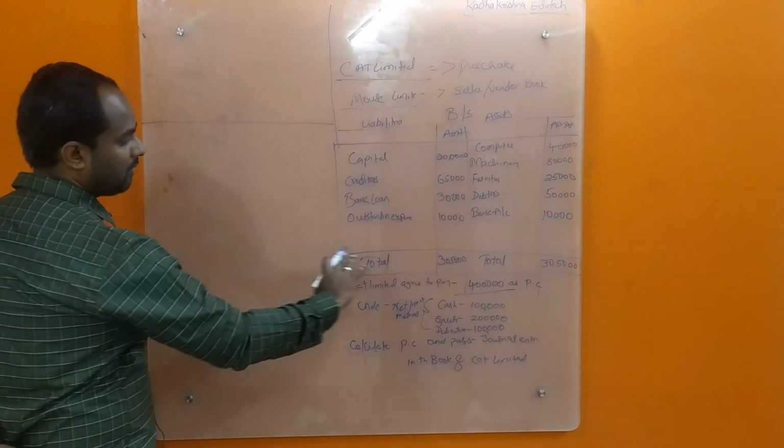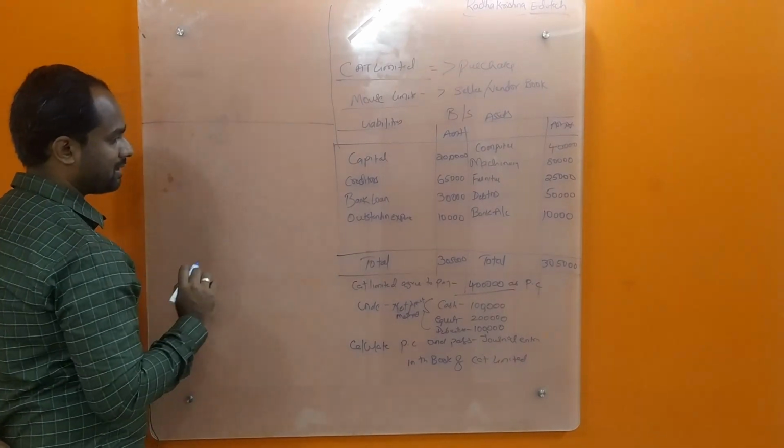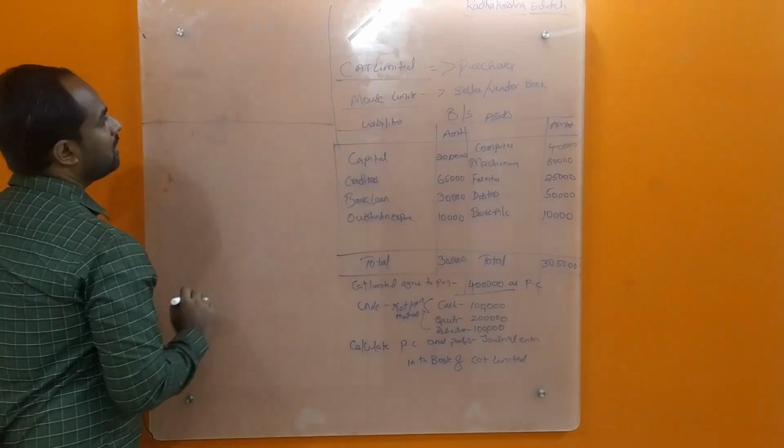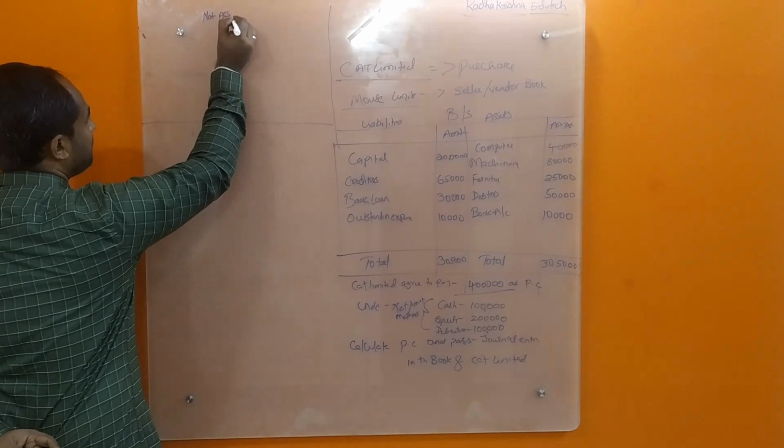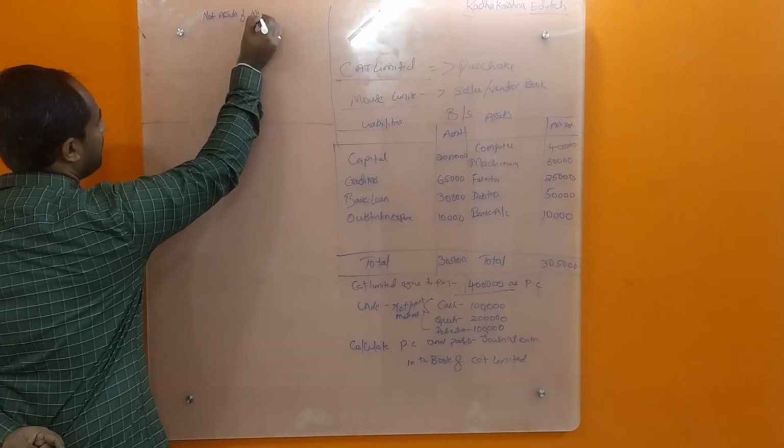Okay, for that case we have to calculate net asset first. What is the net asset of Mouse Limited? So net assets of Mouse Limited.